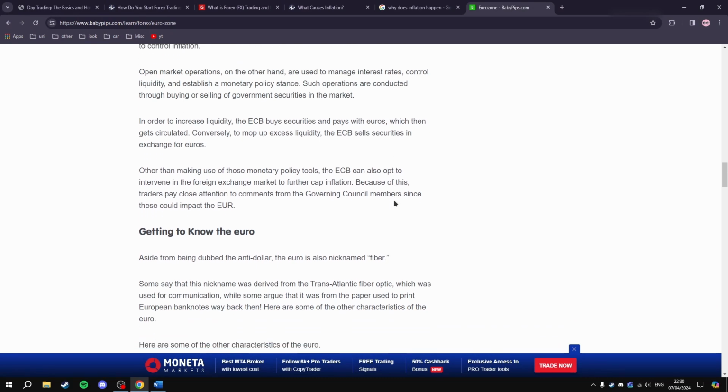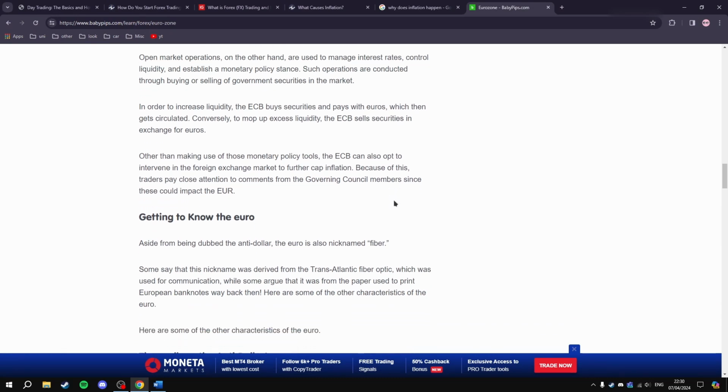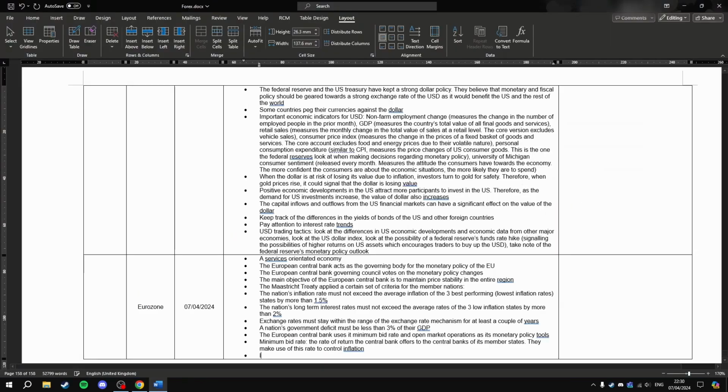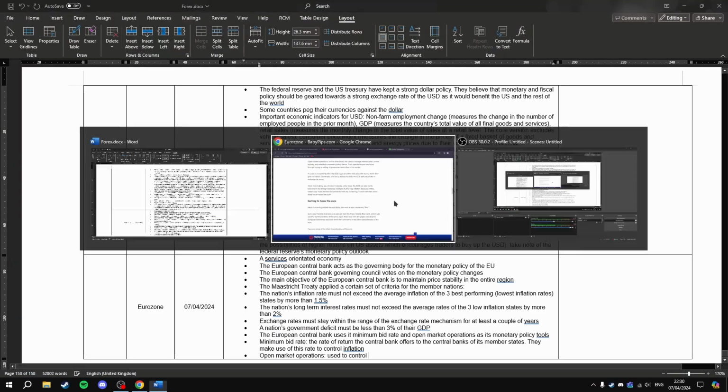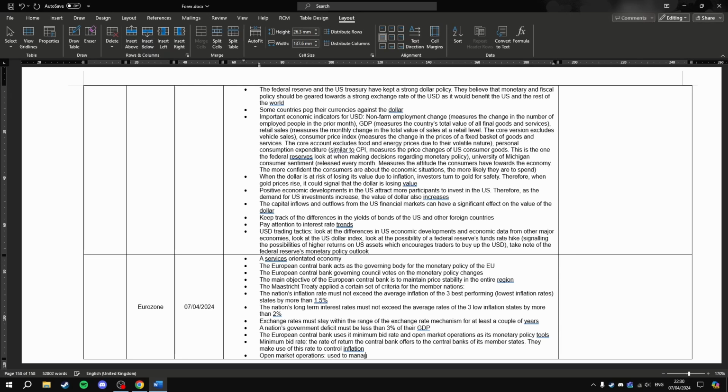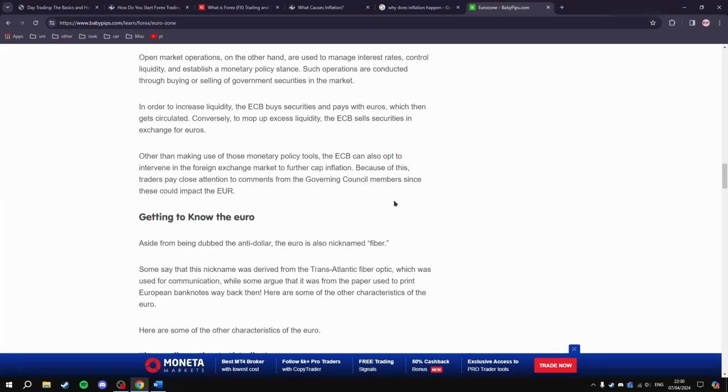Open market operations, on the other hand, are used to manage interest rates, control liquidity, and establish a monetary policy stance. Such operations are conducted through buying or selling of government securities in the market.